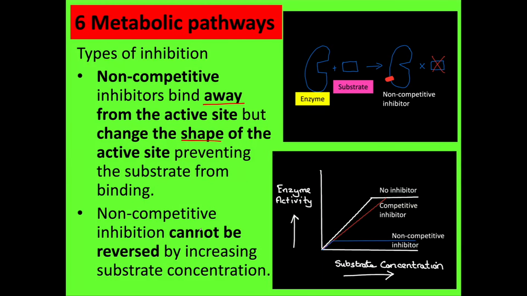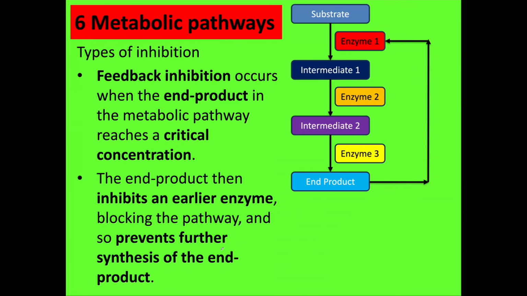Now, a non-competitive inhibitor cannot be reversed by increasing substrate concentration. And we can see from our graph here, the non-competitive inhibitor, no matter how much substrate we add to it, does not increase enzyme activity there, okay? The graph just stays level, so it remains low throughout, okay? And we can compare that to the competitive inhibitor, which eventually, with added substrate, will overcome inhibition, and compare that to the initial no inhibitor graph, where we see the enzyme activity increasing until all the active sites are occupied there.